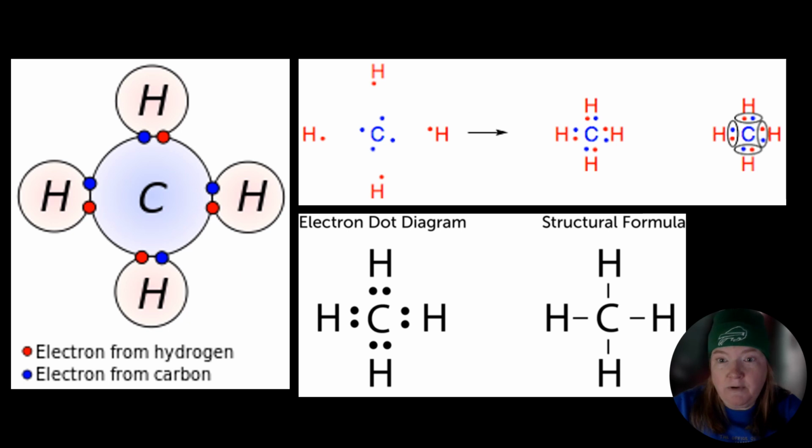Here's several different views of looking at methane, which is carbon with 4 hydrogens surrounding it. And you can see carbon contributes 4 valence electrons, and each hydrogen brings over 1, resulting in all of the electrons being paired, shared between them.